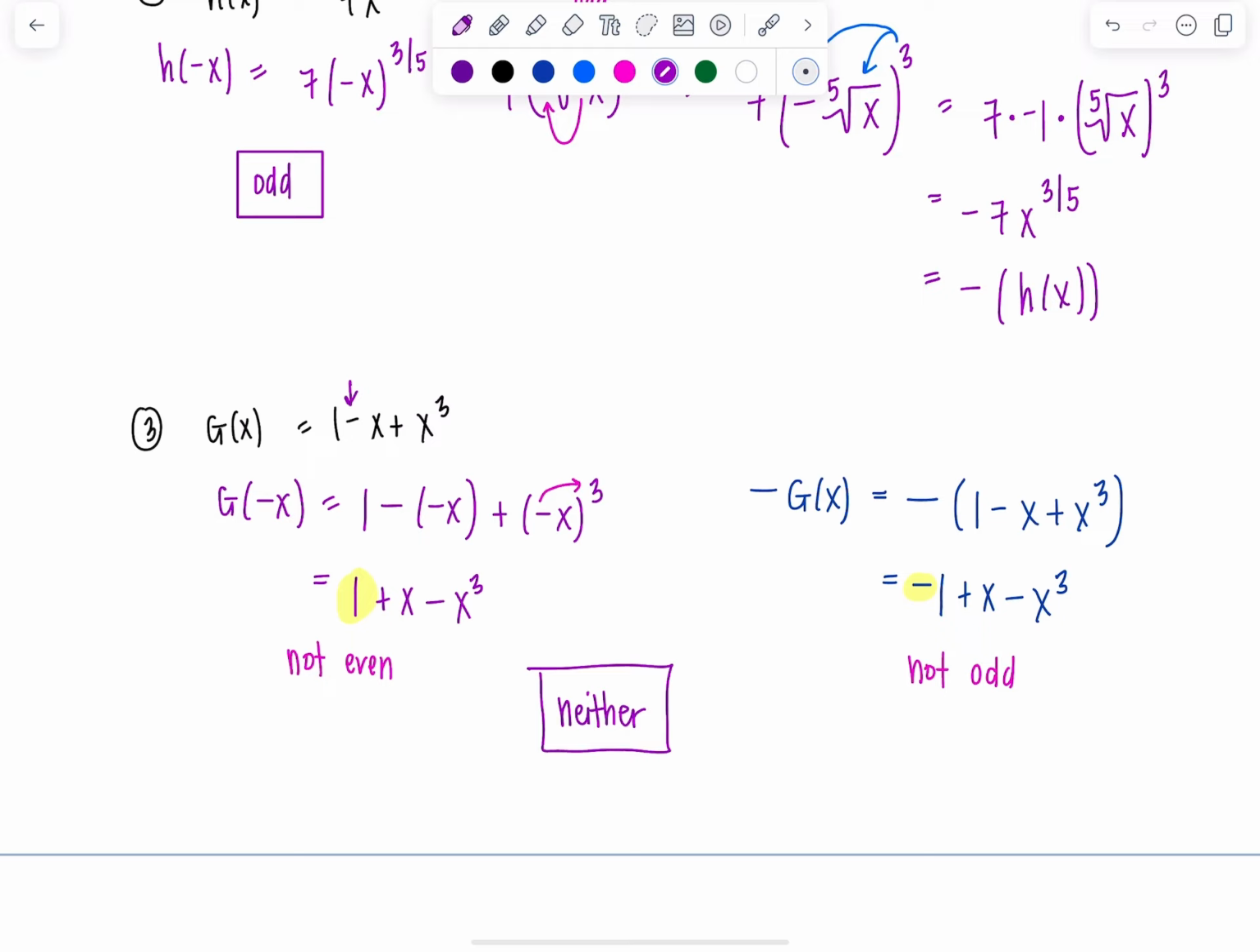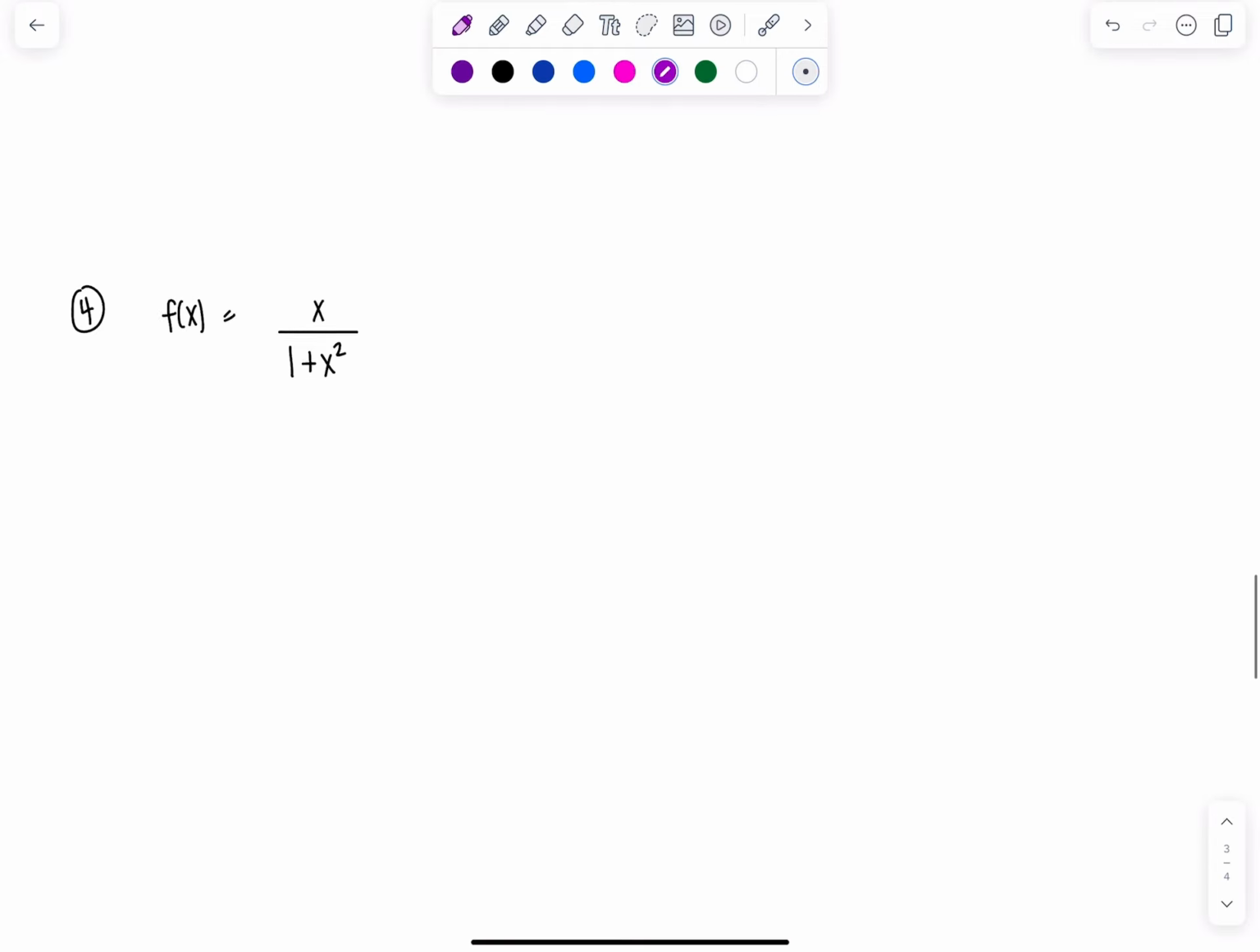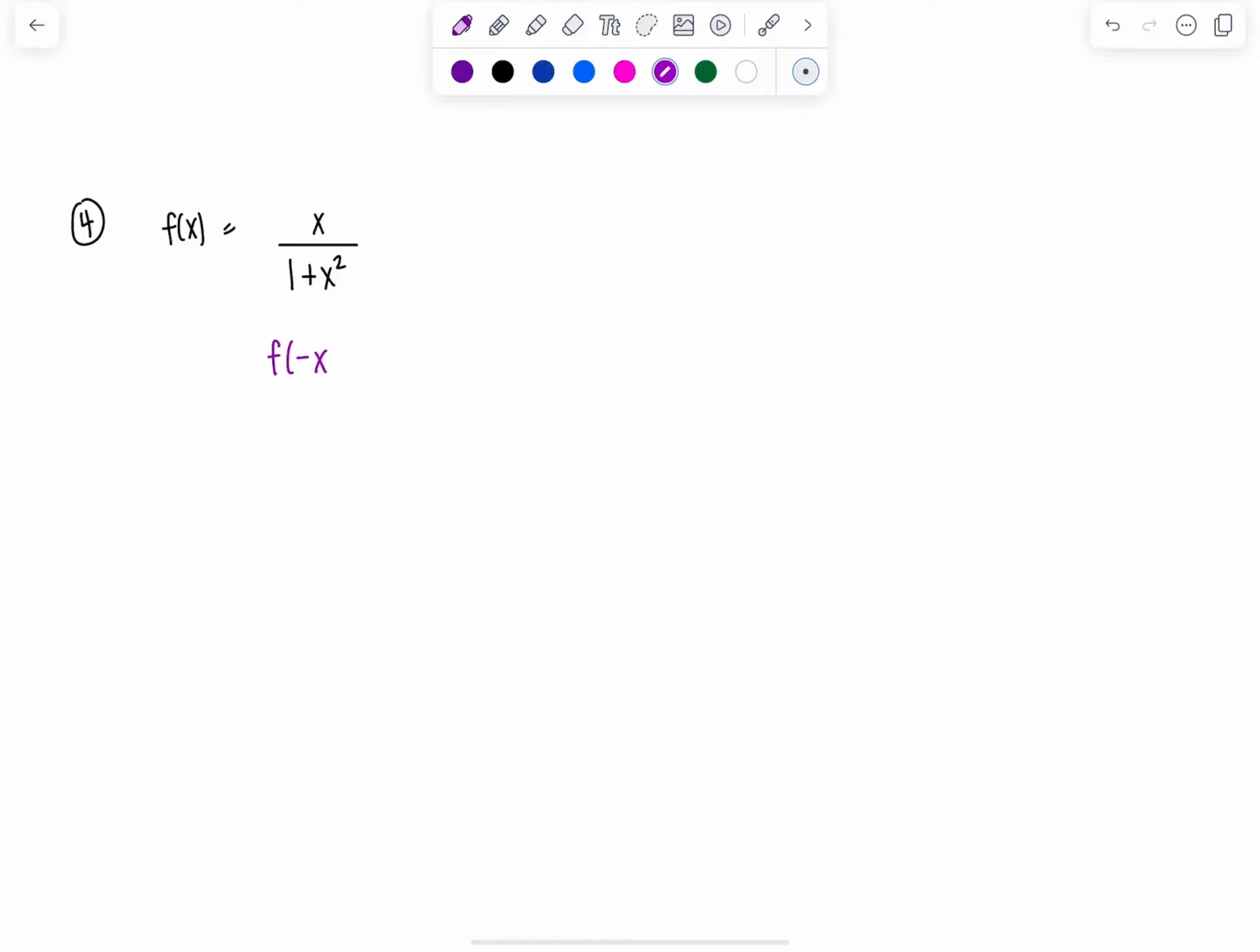All right, good. I think I had one more for you. There it is. f of x equals x over 1 plus x squared. Do you want to pause the video, try it on your own? Okay, good. So f of negative x is negative x over 1 plus negative x quantity squared. I can't do anything with the negative x in the numerator, but look, in the denominator, if I square negative x, it's going to become positive x squared.